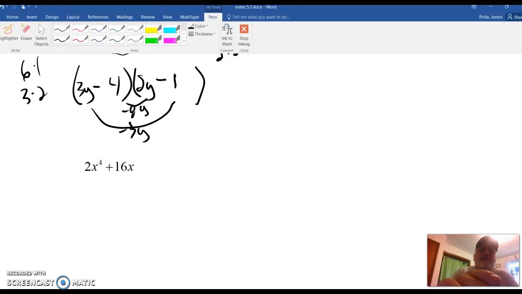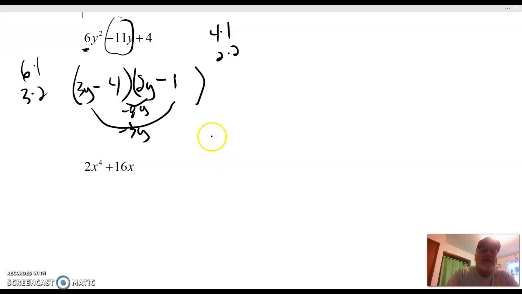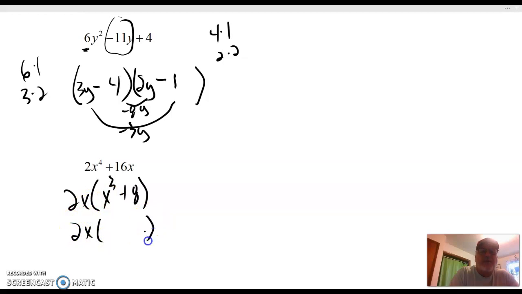Okay, so now, oops, I already have that. I'm going to come down here. I'm going to factor out a 2x. That leaves me with x cubed plus 8. X cubed plus 8 is a sum of cubes. The x is x cubed and the 8 is 2 cubed. So I'm going to have 2x out here. I'm going to have a binomial and I'm going to have a trinomial.